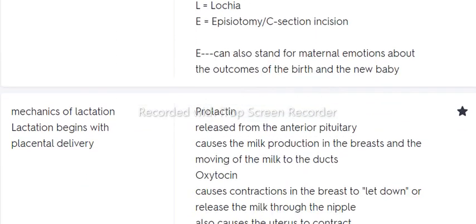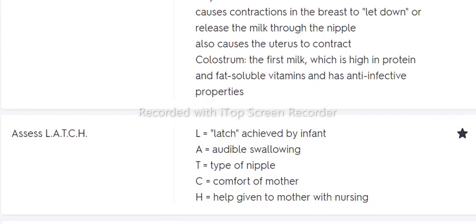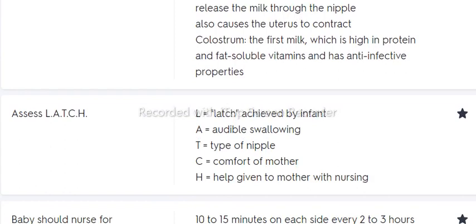Mechanics of lactation. Lactation begins with placental delivery. Assess LATCH. L equals latch achieved by infant. A equals audible swallowing. T equals type of nipple. C equals comfort of mother. H equals help given to mother with nursing.